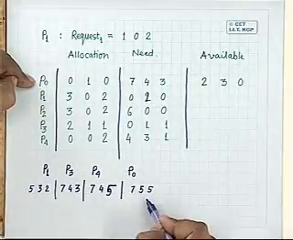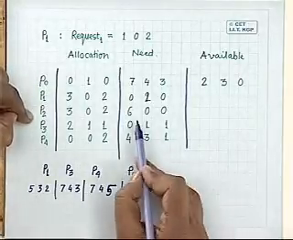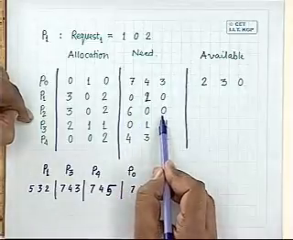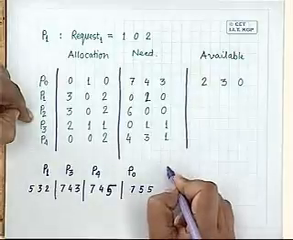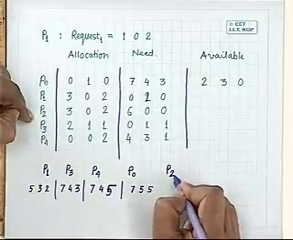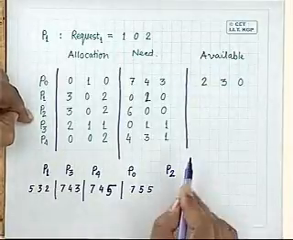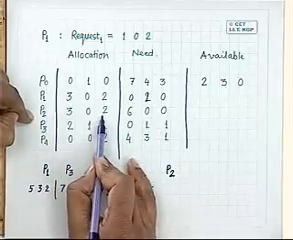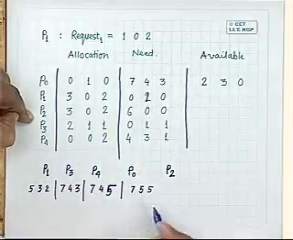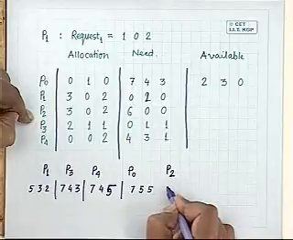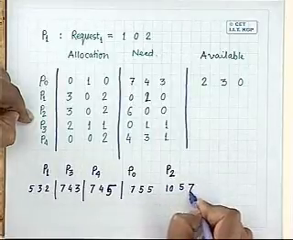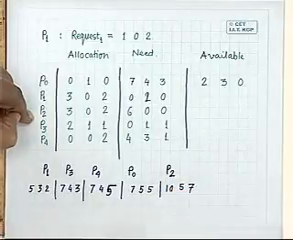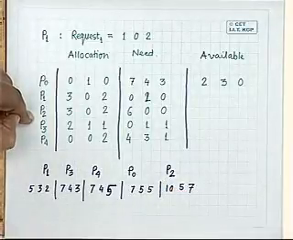With this, I come to process P2. Future requirement is 600, which can be met with this. So P2 can also complete. And on completion, P2 will release the resources 302 which are already allocated. So available resources after completion of P2 will be 10, 5, 7, and obviously this is the same as the maximum number of resources which are available in the system.